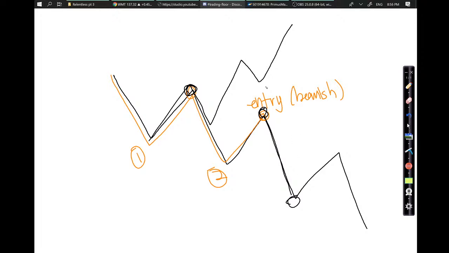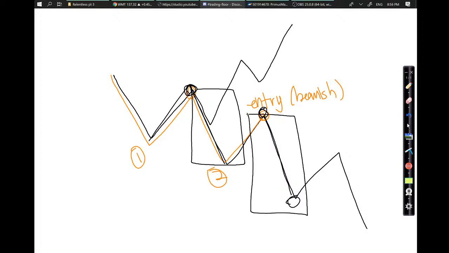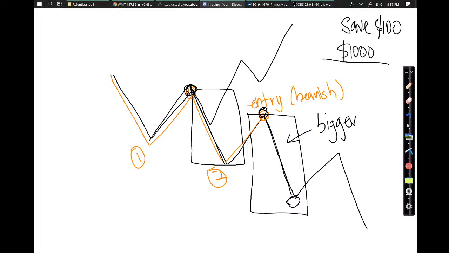Here's the thing. People always chase this, and then they let go of this, and usually this move is bigger. It's like saying you want to save $100, and then you end up losing $1,000. Instead of saving 100, you lose 1,000. It's like a poor man mentality. It's like, no, I want to be greedy.